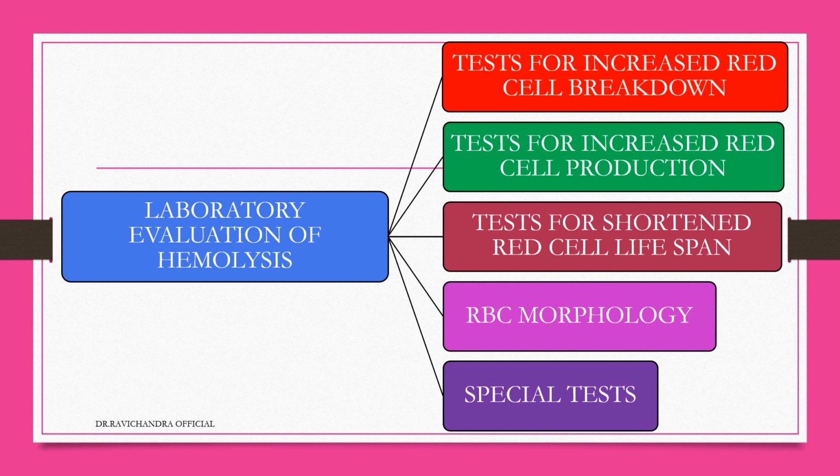Coming to the laboratory evaluation of hemolysis, it can be categorized into 5 types. First test will be test for increased red cell breakdown. The second test will be test for increased red cell production. And the third test will be test for shortened red cell lifespan. And fourth one will be RBC morphology. And fifth one will be special tests.